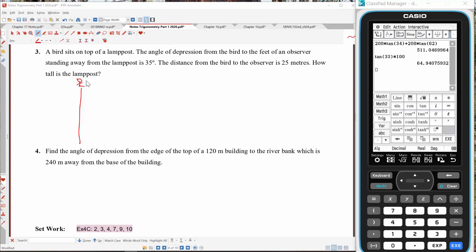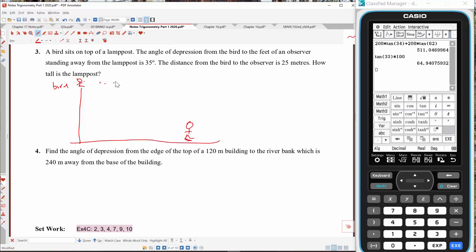A bird sits on top of the lamppost. So there is my bird. Actually, it looks a bit like a person, but anyway, let's just go. It is a bird. Okay, trust me, bird. All right, the angle of depression from the bird to the feet of an observer standing away from the lamppost is 35 degrees. So here is the person, all right, and there's the person's feet.